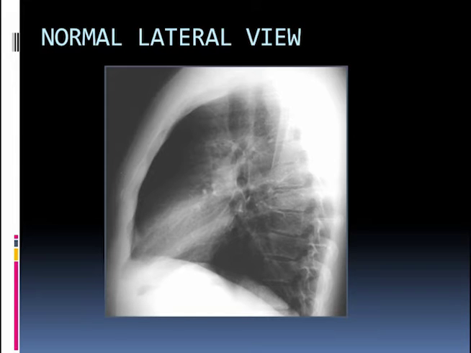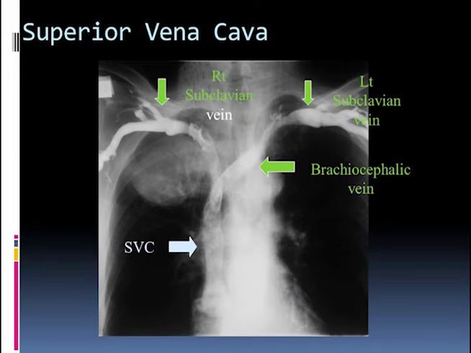Okay. Now, if we look at the lateral view, the retrosternal space is black, and it should always be that way. And if we go down the spine posteriorly, the lung should get blacker as we go from the top to the bottom. These are normal things that we see on a lateral view.